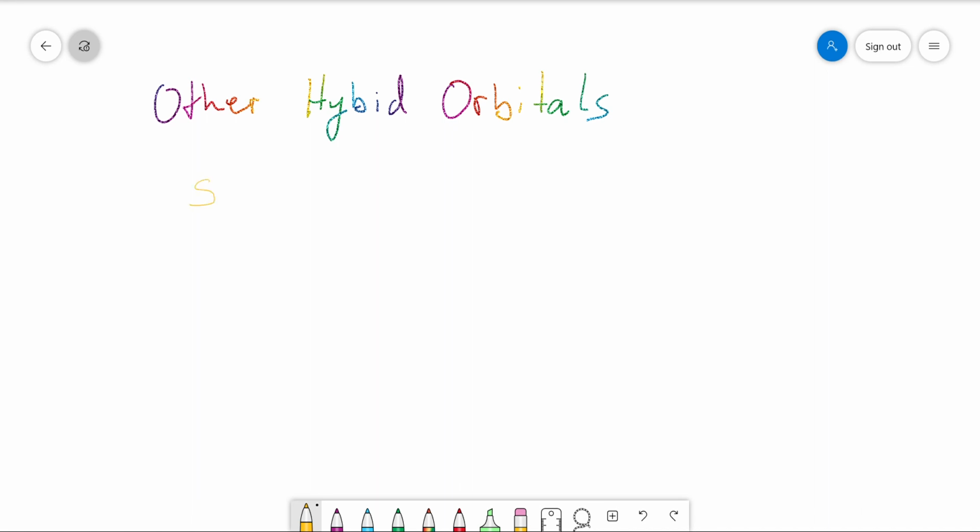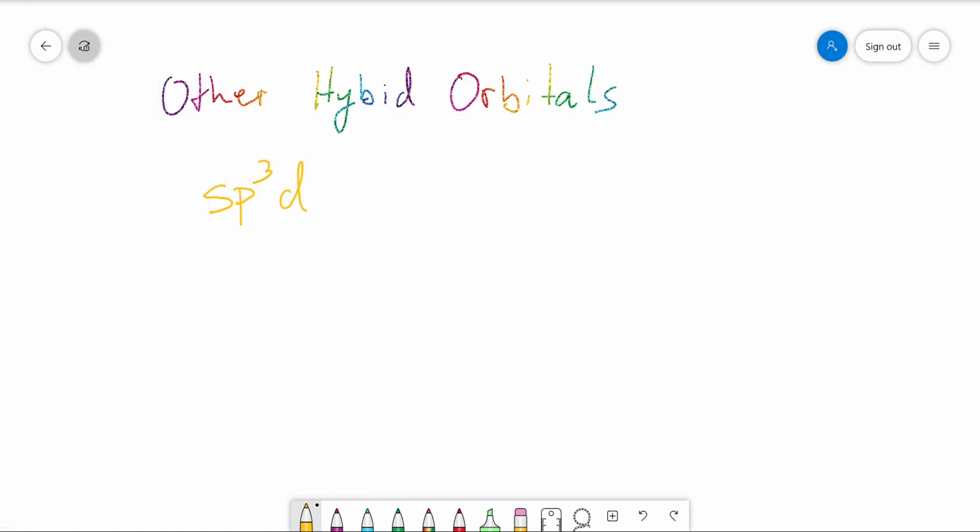So we have sp3d. Okay, that's one. And very quickly, I'm not going to go through drawing a picture or anything like that for these other two. Here we have one s, three p's, and a d, so that's five things. So we would have five things in our hybrid. That's how we would recognize it.